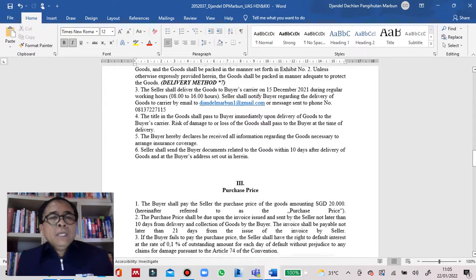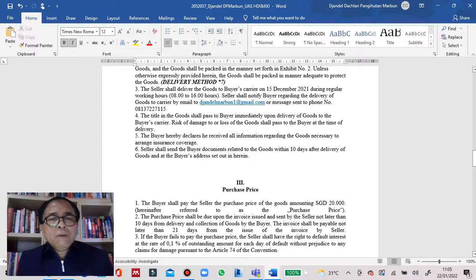5. The buyer hereby declares to receive all information regarding the goods necessary to arrange insurance coverage. 6. The seller shall send the buyer documents related to the goods within 10 days after delivery of goods and at the buyer address set out herein.